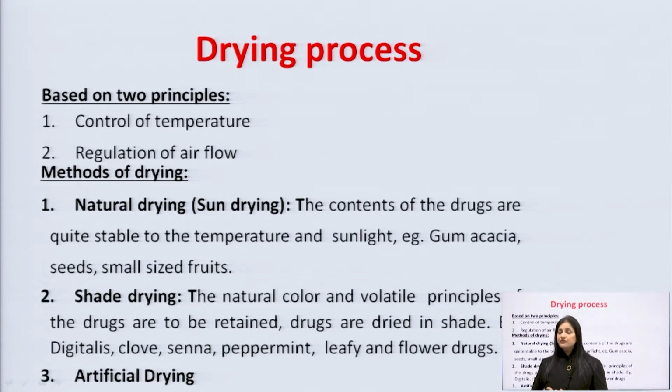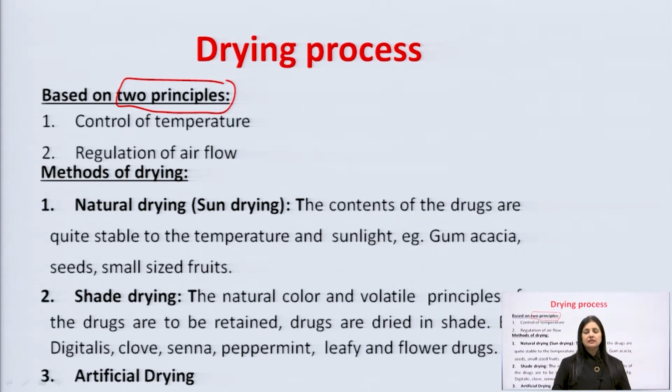We need to focus on these two principles which are important while drying the herb. Number one is the control of temperature and the other is regulation of the airflow. Different methods of drying are given. The first one is natural drying or sun drying. We normally do this process for drugs which can take up the heat of the sun. The sun is the source of heat, it has infrared rays, and it dries the herb.